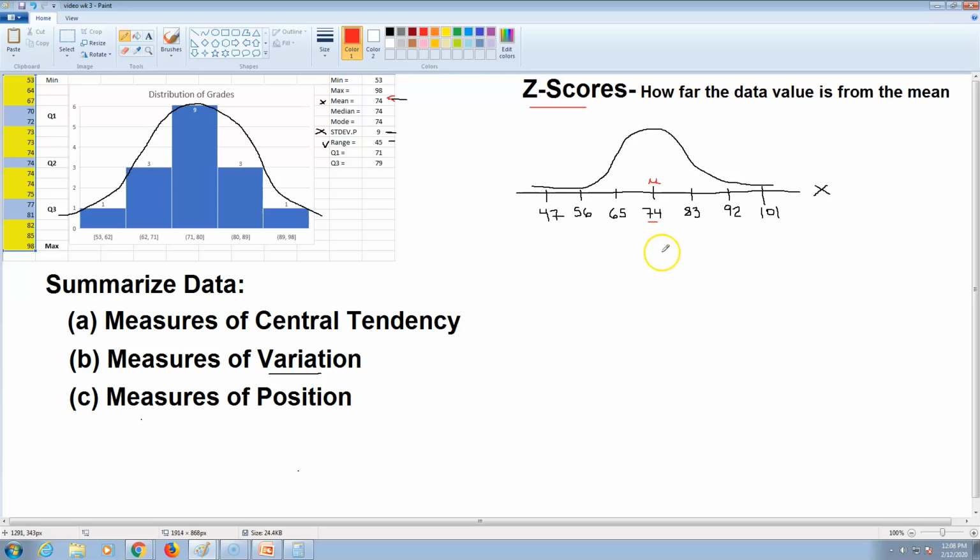Okay, so what I want to do is find out how far away each of these numbers, 83, 92, 101, 65, 56, and 47, are from the middle, which is the mean. And the way I'm going to find how far away each of those numbers is, is asking myself how many times I counted by 9? How many times I counted by the standard deviation?